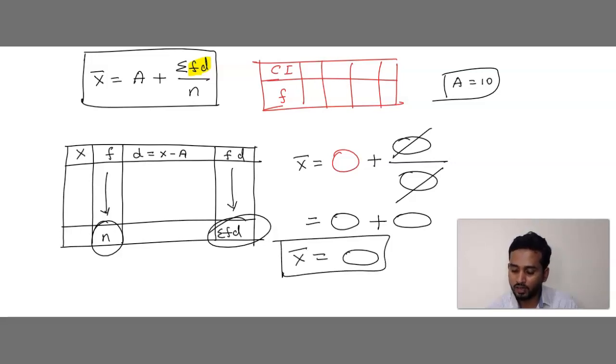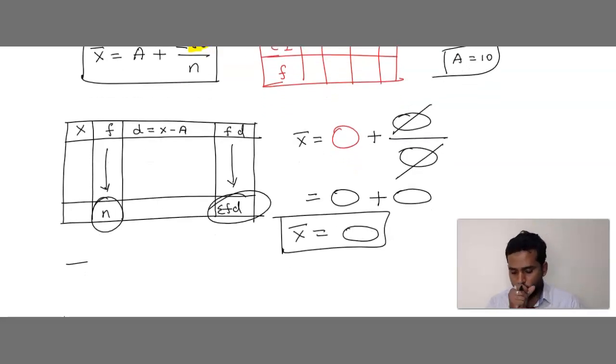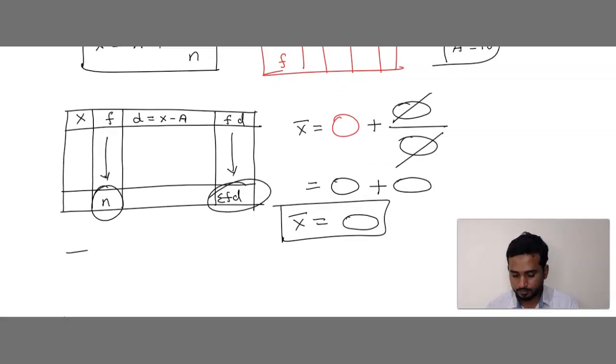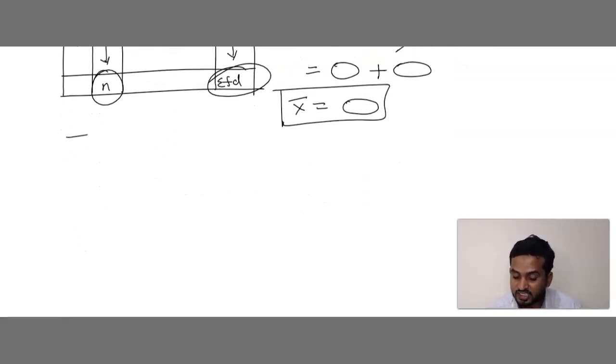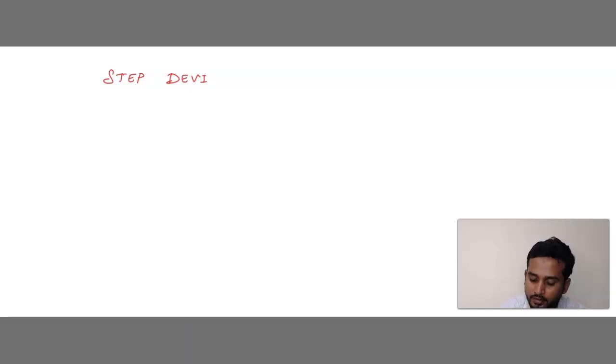This is your final answer. You understood the structure, how to solve this problem? Very good. Next method is the step deviation method. Next method is which method? Step deviation method.